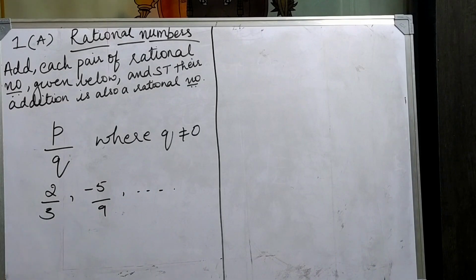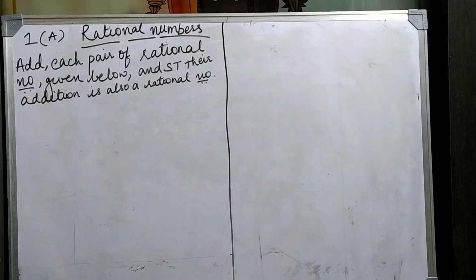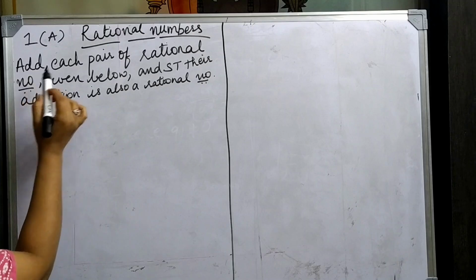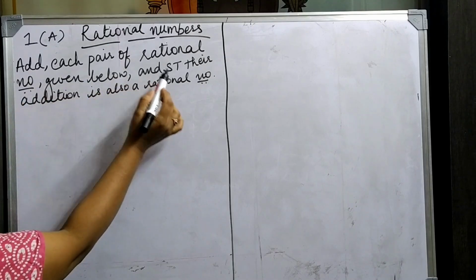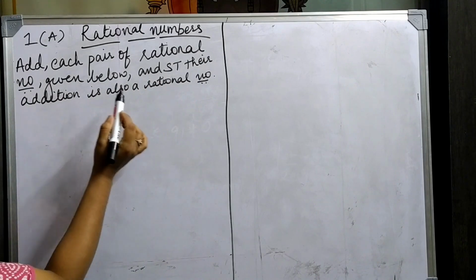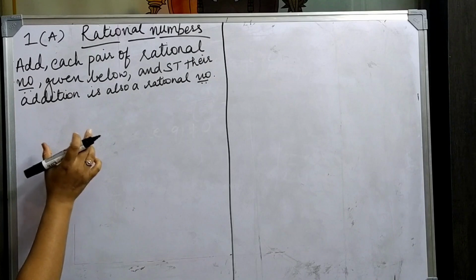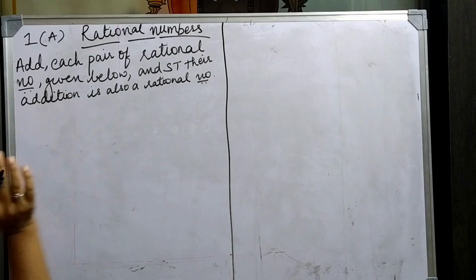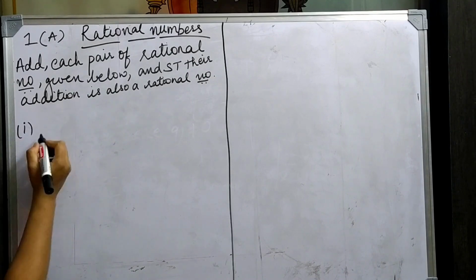So let us look at some of the examples. So we will do first exercise 1A, first one. First question, what does it say? Add each pair of rational numbers given below and show that the addition is also a rational number. So we have to add the given numbers and we have to show the answer whatever we get is also a rational number. So the first question goes like this.